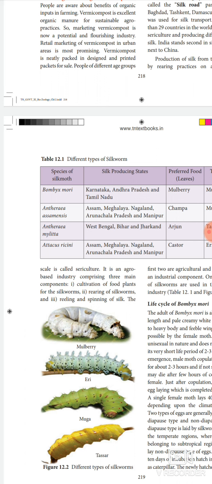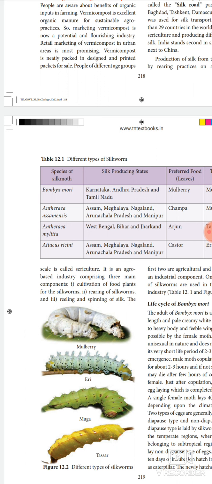Already I said it is an agro-based industry comprising three main components. What are they? First, cultivation of food plants for the silkworm, then rearing of silkworm, then reeling and spinning of silk. These are the three components. So what are the three components? Cultivation of plants for the silkworm.